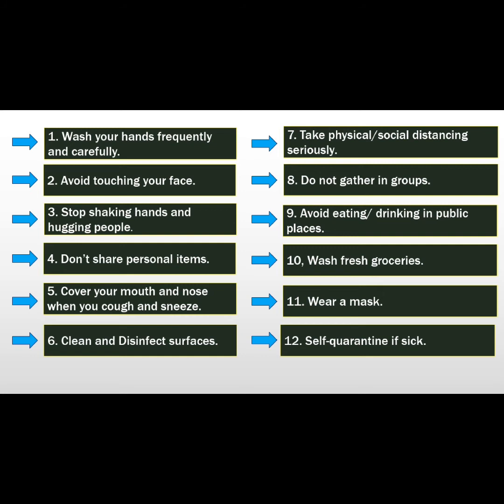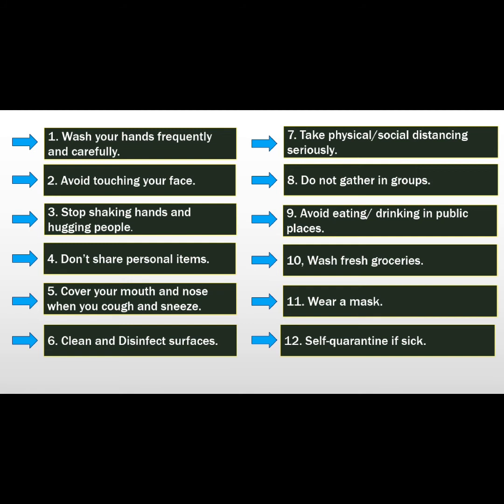Second, avoid touching your face. Avoid touching any part of your face, like your head, nose, mouth, and also avoid biting your fingernails. The third one, stop shaking hands and hugging people. Don't share personal items like phones, makeup, combs, and whatsoever.